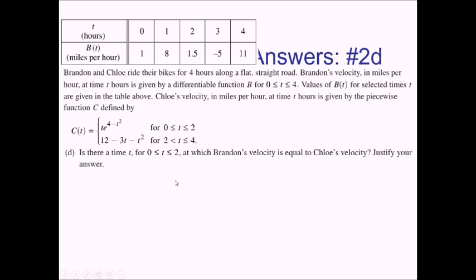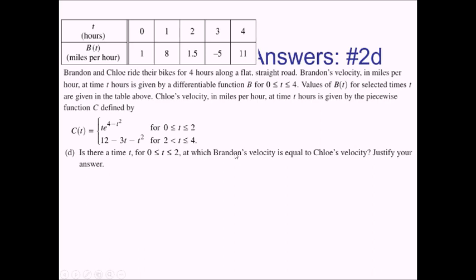Eventually I'm going to want to use the intermediate value theorem to show that the difference between these velocities has to be 0. In order to set that up, I need to establish that this function I'm about to set up is continuous. So I'm going to start by establishing that Brandon's and Chloe's velocities are continuous, and then I'm going to put them together into a bigger and better function that also has to be continuous.